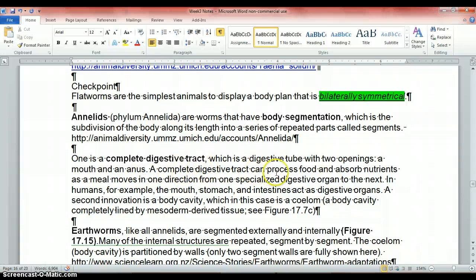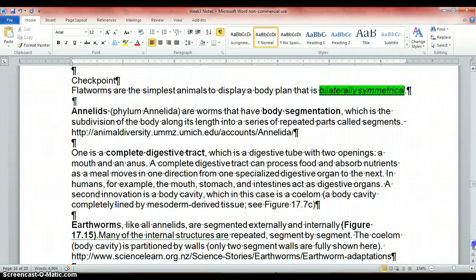A complete digestive tract can process food and absorb nutrients as a meal moves in one direction from one specialized digestive organ to the next. In humans, for example, the mouth, stomach, and intestines act as digestive organs. A second innovation is a body cavity, which in this case is a coelom. So now we've gotten a true coelom. So let's go down and look at earthworms.